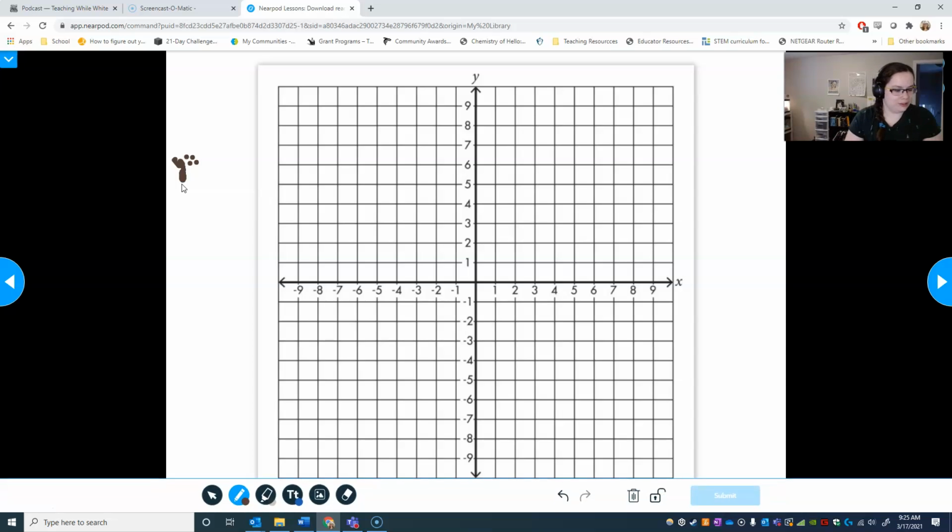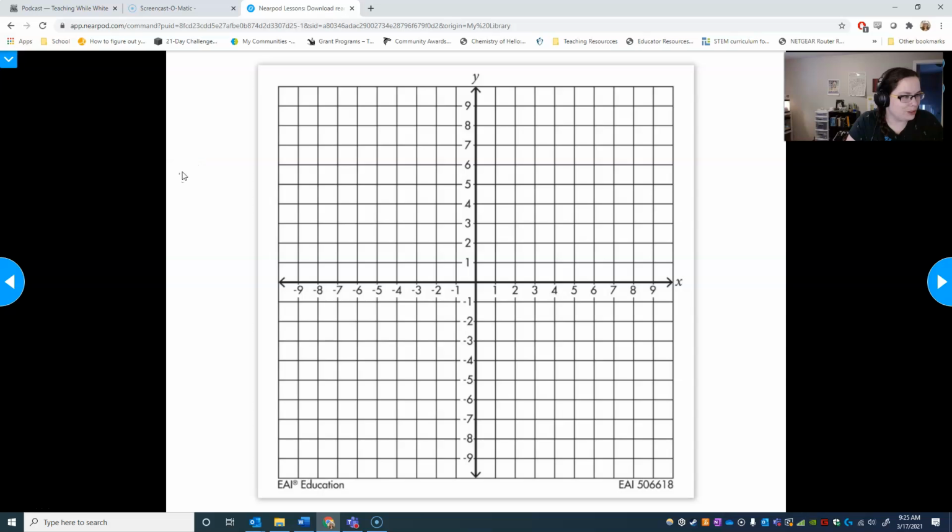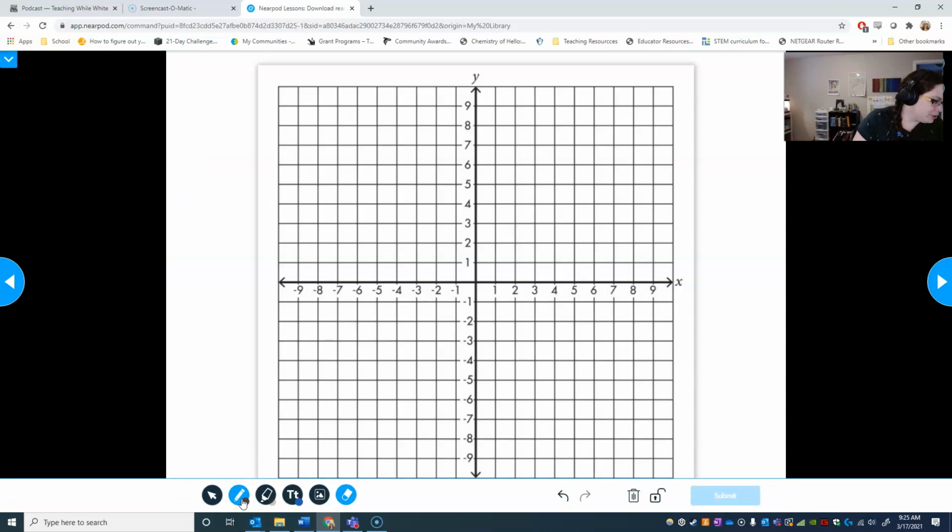Equals, oh no, this is not good. Let me try to do it with my computer touchscreen and it skipped. So let me try again.